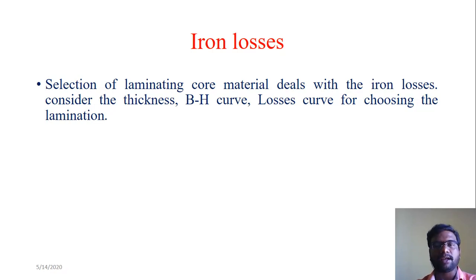And coming to the iron losses, they mostly depend upon the lamination that we are going to prefer for our switched reluctance motor, right? There are some factors that we have to consider while determining the efficiency of a machine, or while choosing the lamination of a core material. We have to go for a non-oriented laminated core material, such that the factors to be considered are the thickness of the laminated core material, as well as the BH curve, as well as the losses.